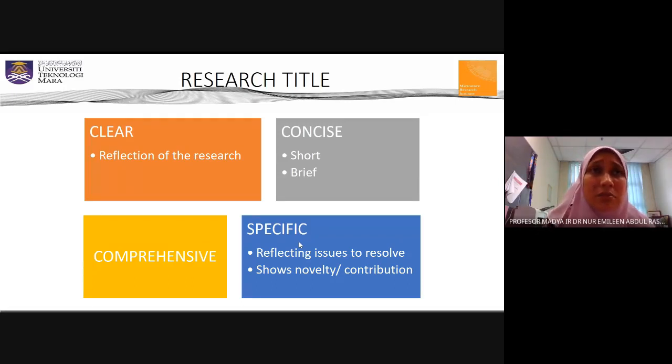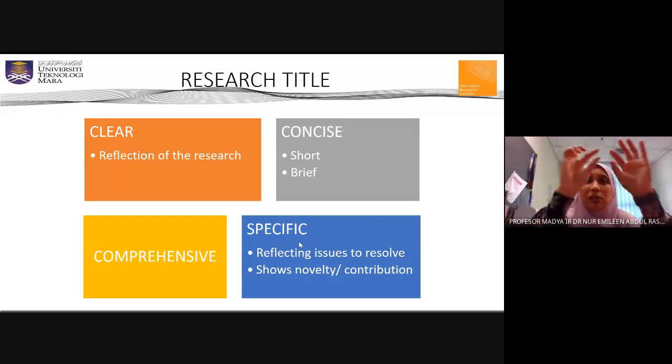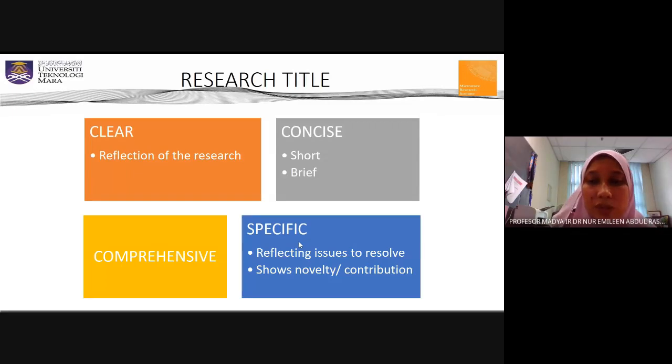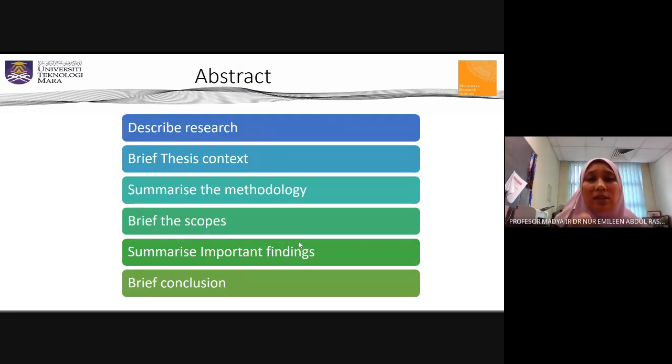Ada certain thesis sampai 3-4 baris lah dia punya title tu. Okay. Specific, reflecting issue to resolve, show novelty and contribution. So again, bila kita baca thesis tu patutnya we know that apa problem, what is the method used and what is the outcome. Patutnya dalam title tu dah nampak dah benda tu. Abstract. So abstract, describe research, brief thesis content, summarize the methodology, brief author scope, summarize important finding and brief conclusion. So these are the elements that should be written in the abstract lah.